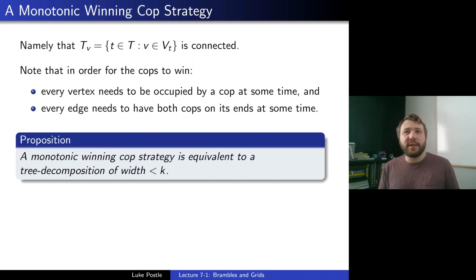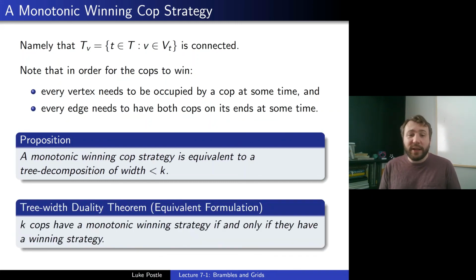So somehow, if we had defined tree decomposition without the connectedness assumption for these TVs, then that would be general strategies, and monotonic is let's also make them connected. And now we can really put into context what the tree width duality theorem says. Here's an equivalent formulation: k cops have a monotonic winning strategy if and only if they have a winning strategy. Obviously if they have a monotonic winning strategy, they'll have a winning one, but really it's saying that these are equivalent.